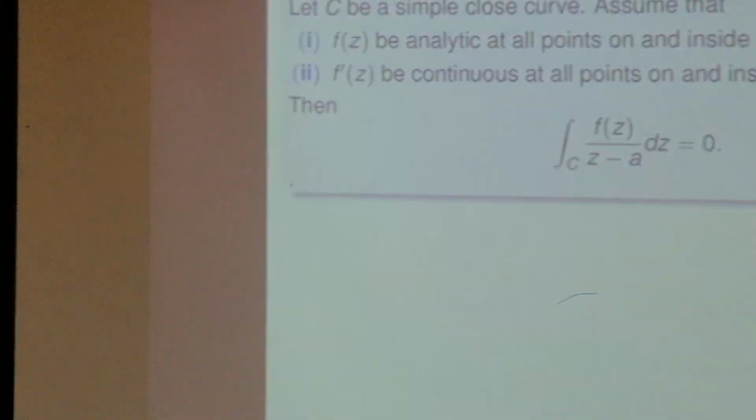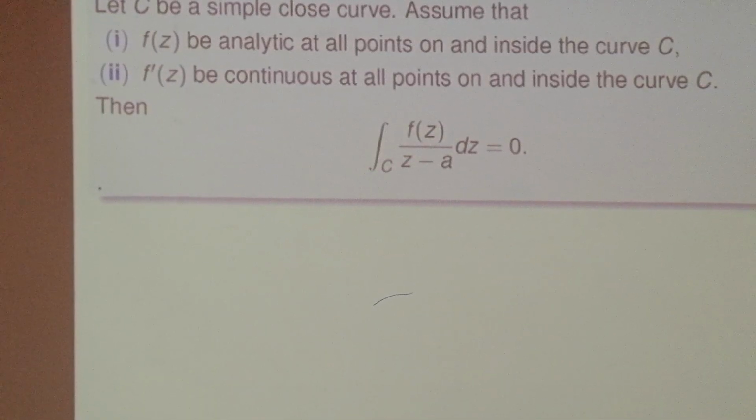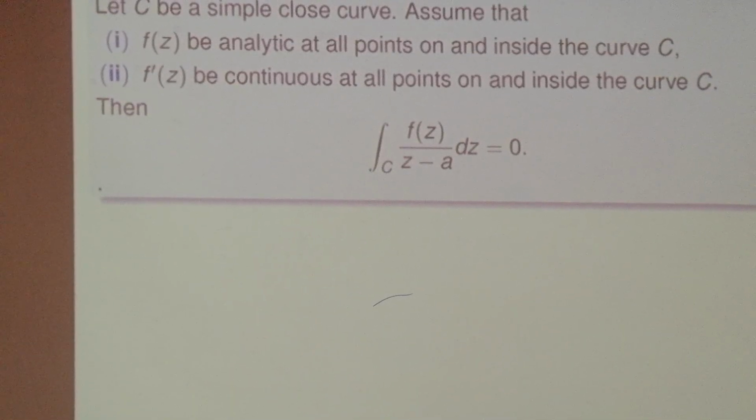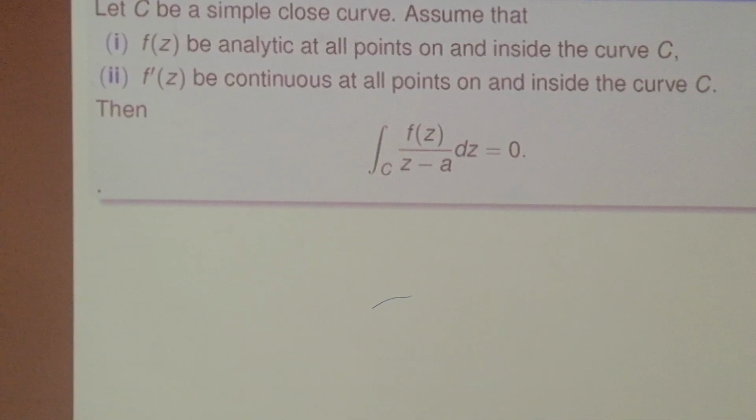The other condition, you can see, is that the function which is given in the integral must be analytic. What do we mean by an analytic function? Any differentiable function in a domain D is called an analytic function. So we have to show that f of z is an analytic function. The second condition is that the derivative of that function must also be continuous. So if all these conditions are satisfied, then we don't need to evaluate the integral. The value of that integral must be equal to 0.